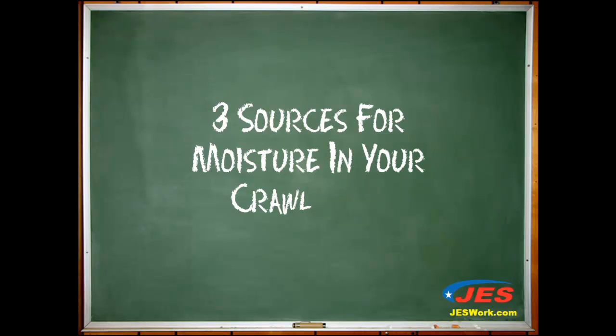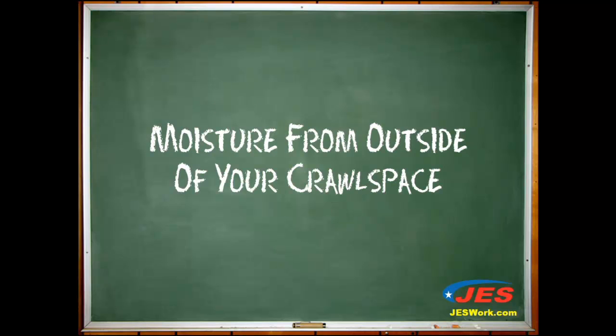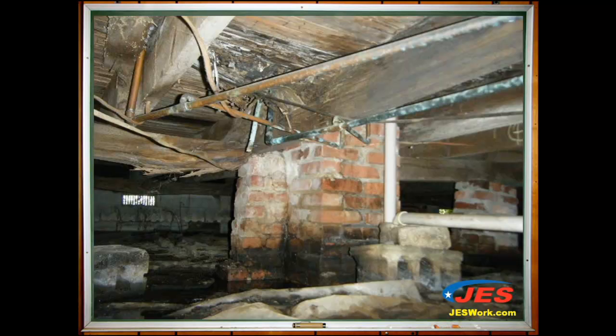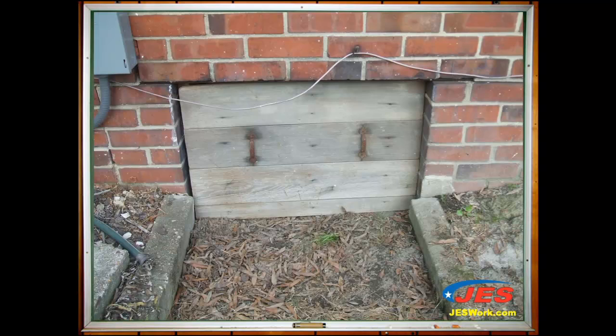First of all, realize there's three sources where moisture can come into your crawl space from. The first one is moisture from outside of your crawl space. For example, when it rains or we have a snow that melts, the ground becomes saturated with water, the water table rises, and water comes into your crawl space from that source. Just a great picture to show you a great example where the crawl space is flooded, and this is from moisture from groundwater.